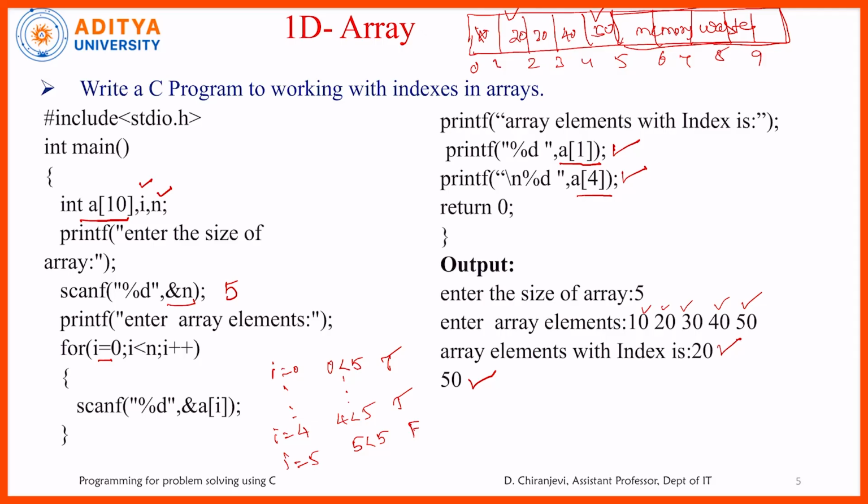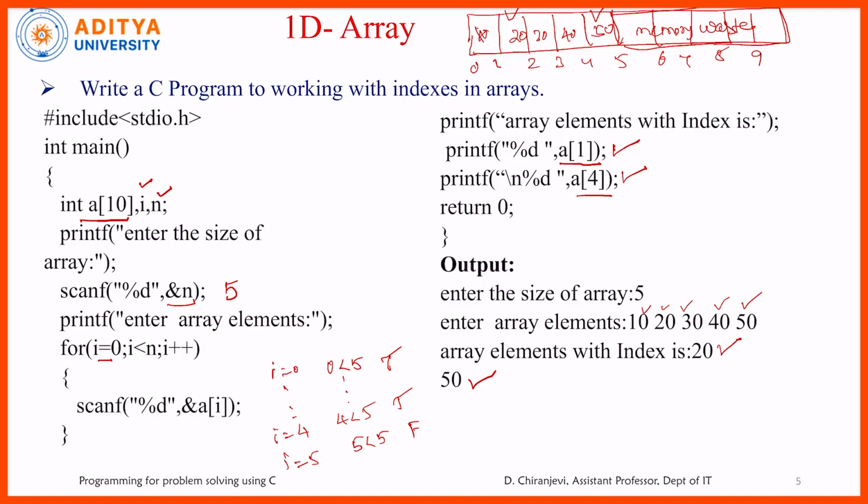Similarly, you can access any other element also by simply specifying the array name with the respective index. After printing a of 4, return 0 means program execution is over, so the main function will terminate. So this is how you can directly display the array elements by using the index.